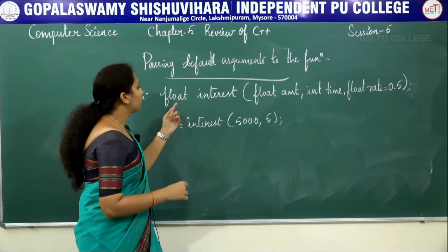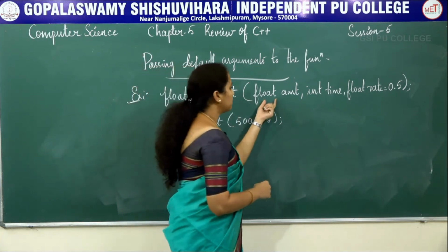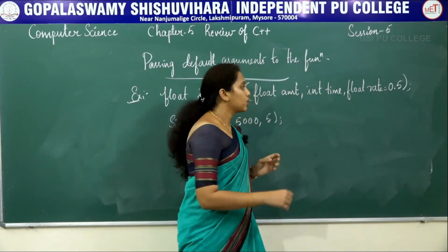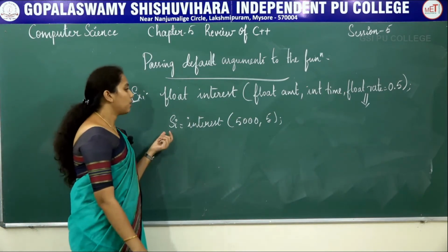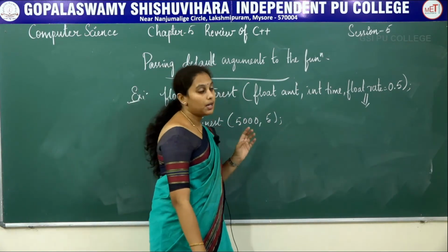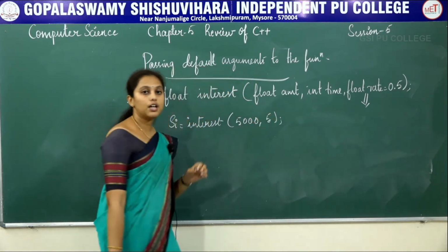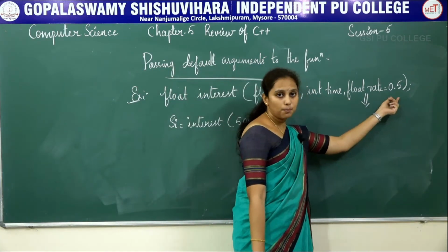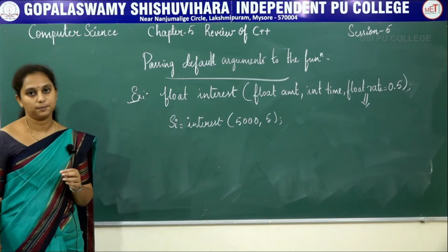See in this example, float is the data type of the function named interest, and the parameters are float amount, int type, float rate is equal to 0.5. So this is our default argument. While calling the function, SI is equal to interest 5000 comma 5. But we are not passing the third parameter here. Why? Because the third parameter is our default argument. So by default it will take the value 0.5 here. So that is called passing default arguments to the function.